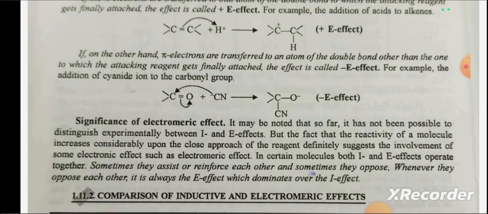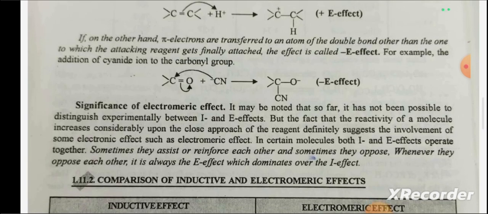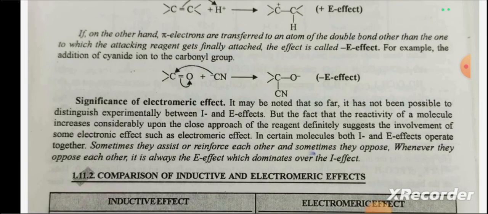If, on the other hand, the pi electrons are transferred to the atom of the double bond other than the one to which the attacking reagent is finally attached, the effect is called the negative E effect. For example, addition of cyanide ion to the carbonyl group.